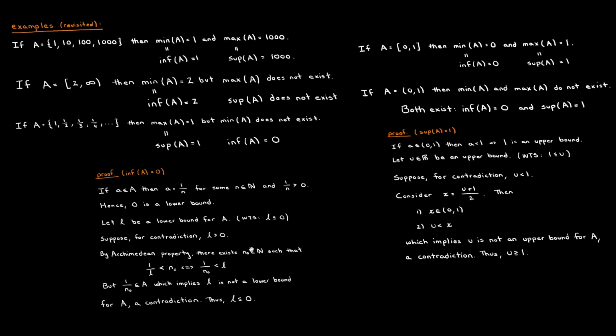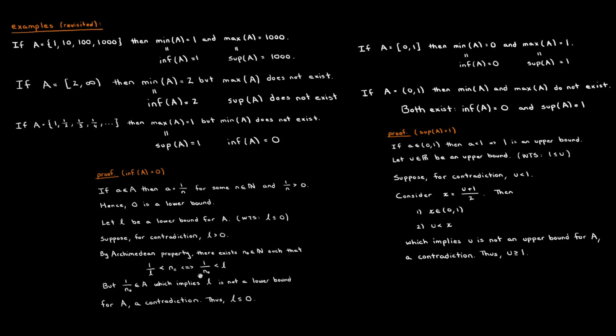then we know that there must exist a natural number, let's call it n naught, larger than 1 over L. So you see, L is some positive number. It might be very tiny, in which case 1 over L will be very large. But regardless, there should be a natural number strictly larger than this real number. And the Archimedean property will guarantee us this.